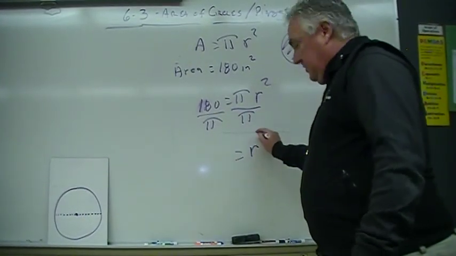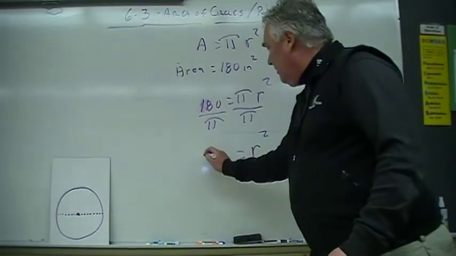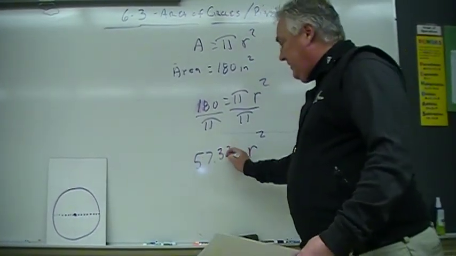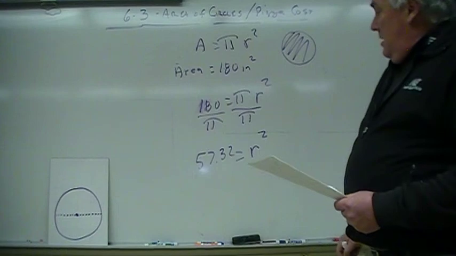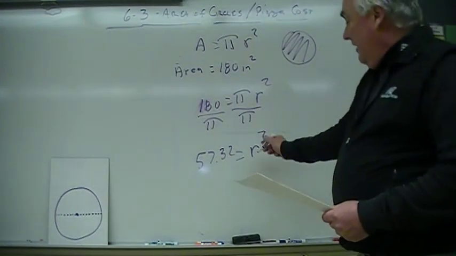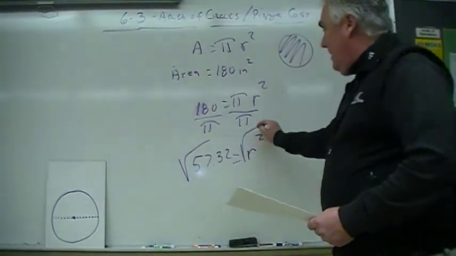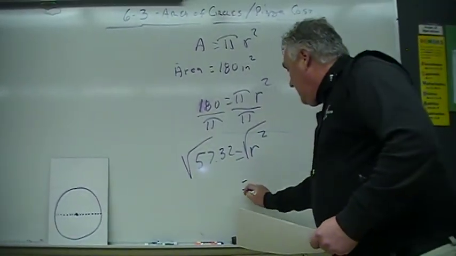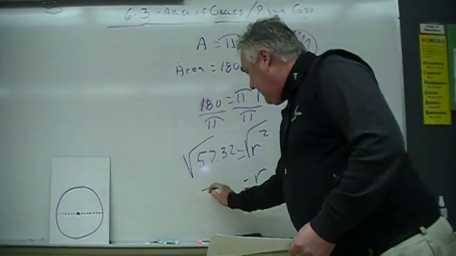So you get r squared equals 57.32 when you divide by pi. Then you have to root it, and that's what we've been doing. Root it, r equals 7.32.